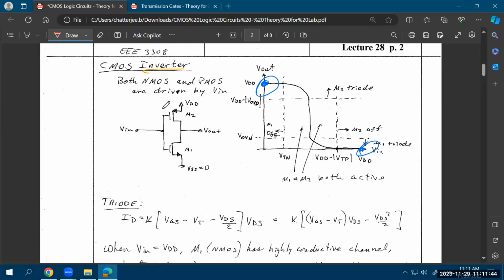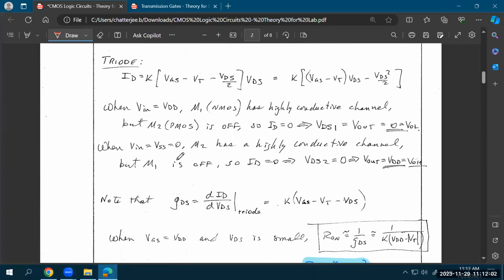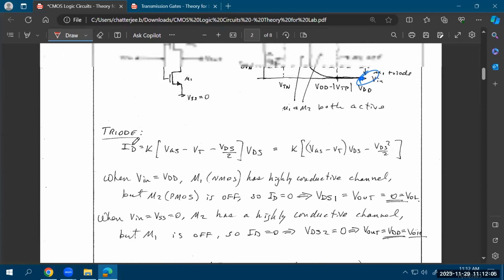But before going there, this is the theory of the CMOS inverter. This is something we already discussed: why your output becomes your input complemented, the complementary version of your input, and this is what your VTC looks like. Just go through this now. This is the mathematical derivation of your inputs and outputs. So, for example, in the triode region, you already know the equation for triode. The equation for triode is ID equal to K times (VGS minus VT minus VDS over 2) times VDS. Or you can also represent it as K times (VGS minus VT) times VDS minus VDS squared divided by 2. That's the equation of triode for an NMOS transistor.